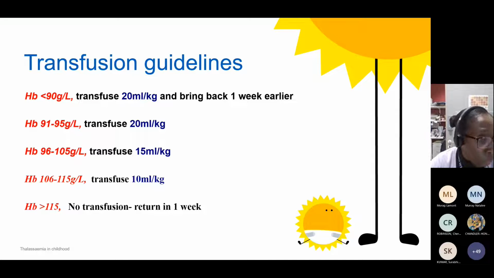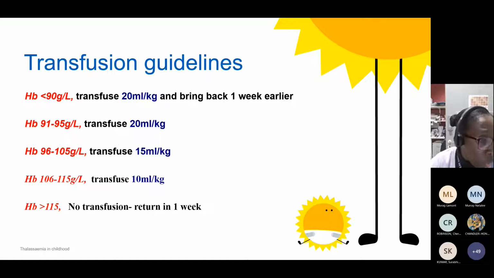So if the hemoglobin is below 90, we transfuse 20 mils per kg and then bring back 1 week earlier. And then as you can see, if it's between 91 and 95, we transfuse 20 mils per kg. If it's 96 to 105, we transfuse 15 mils per kg. And 106 to 115, we transfuse 10 mils per kg. And above 115, we wouldn't transfuse, and we return in 1 week.